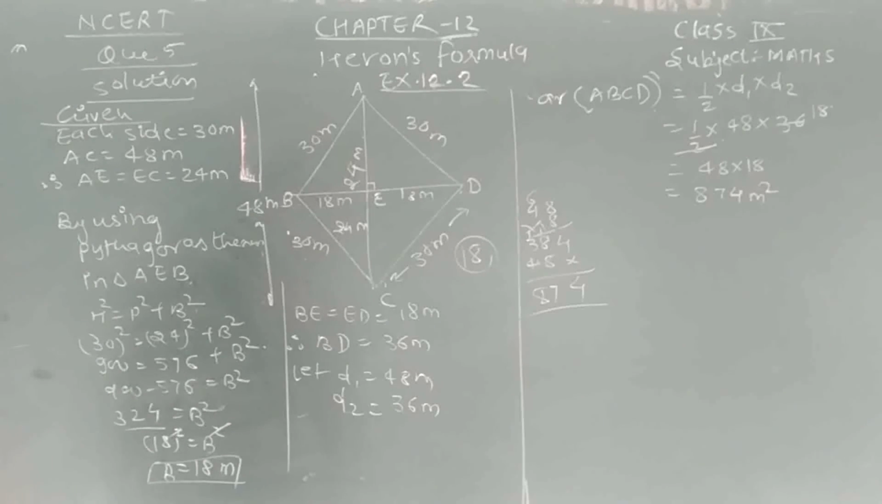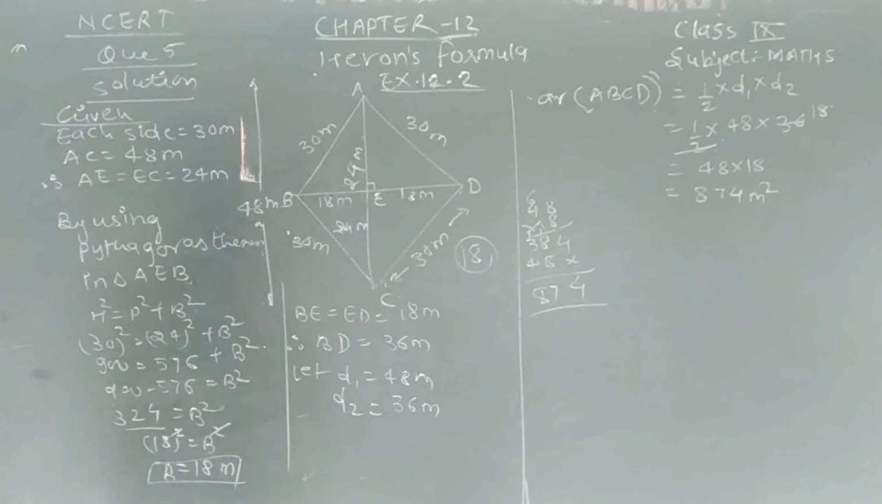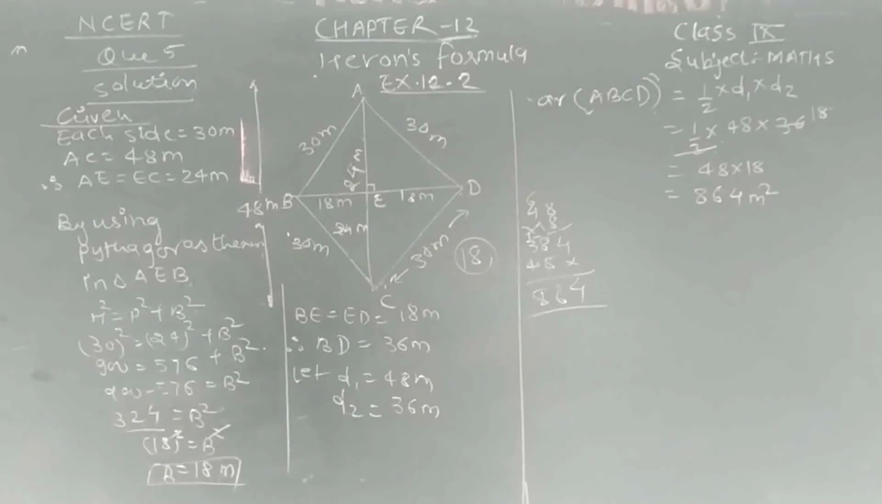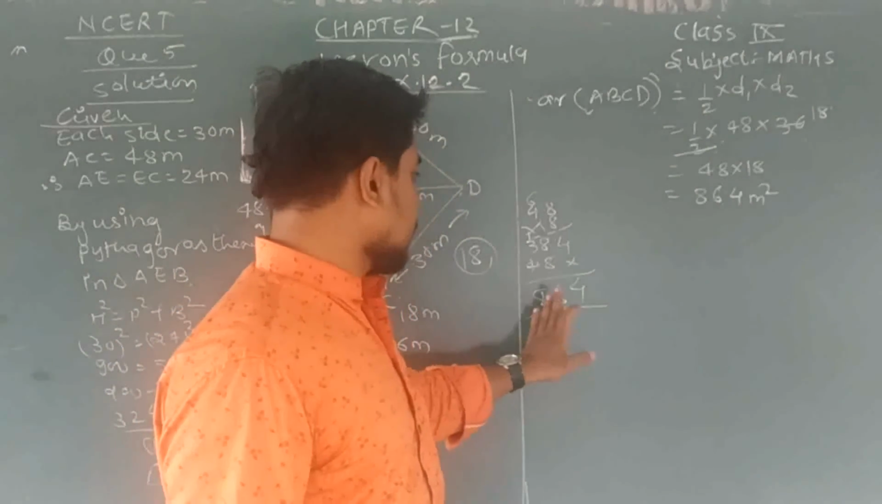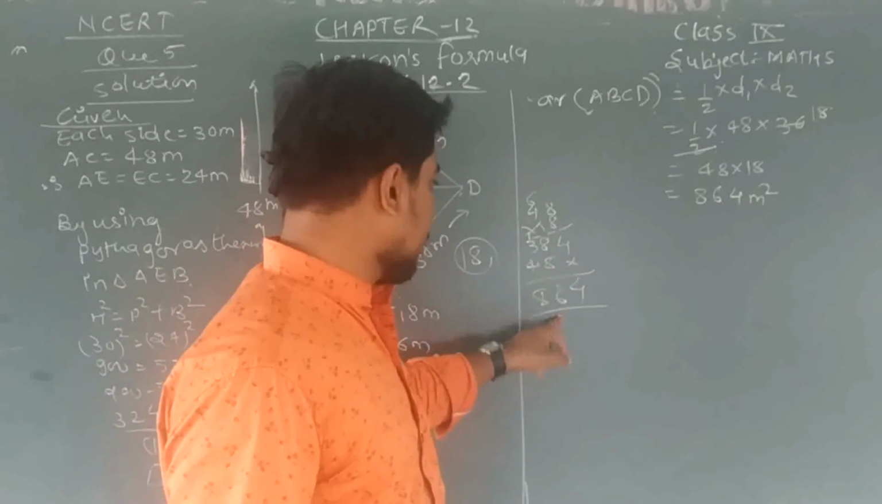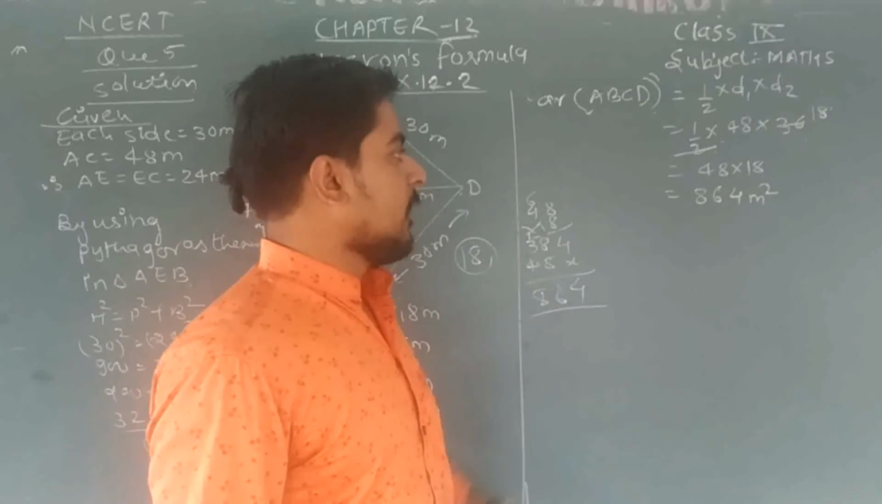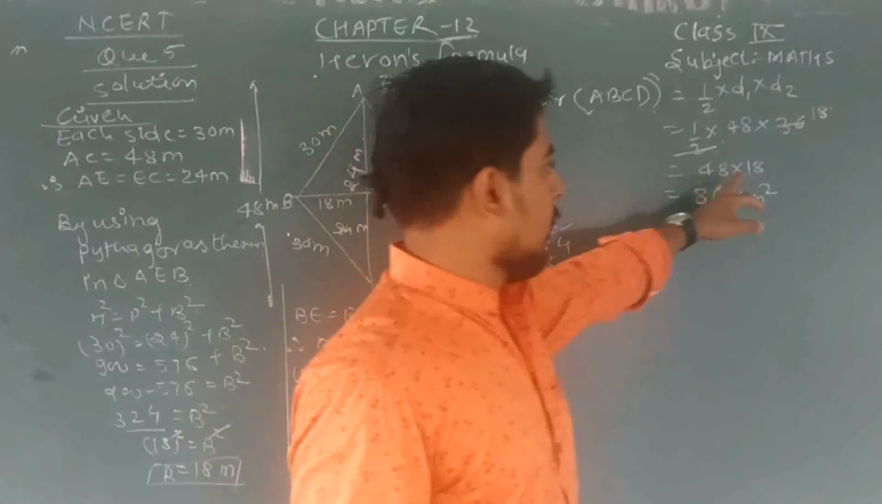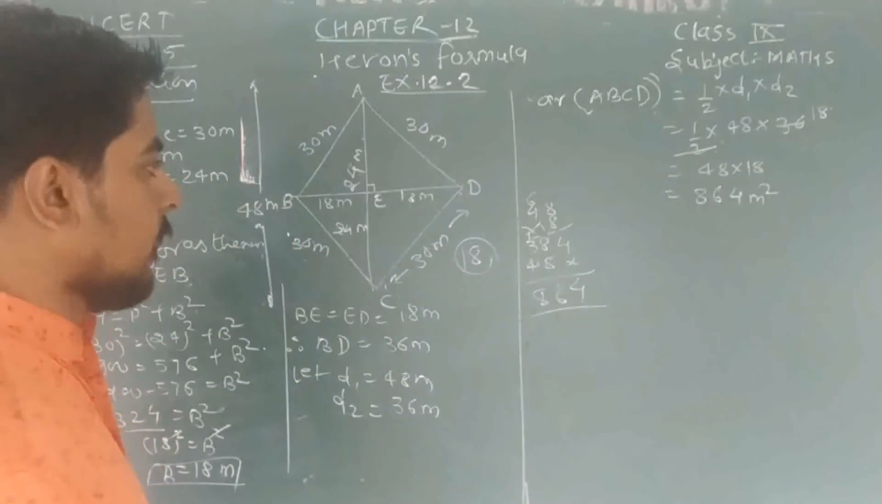And what we have to calculate? We have to calculate how much area is needed for each of the 18 cows. It is my mistake, I wrote it wrongly here. It is 864, as 48 into 18 is 864 meter square, the total area of the rhombus type field.